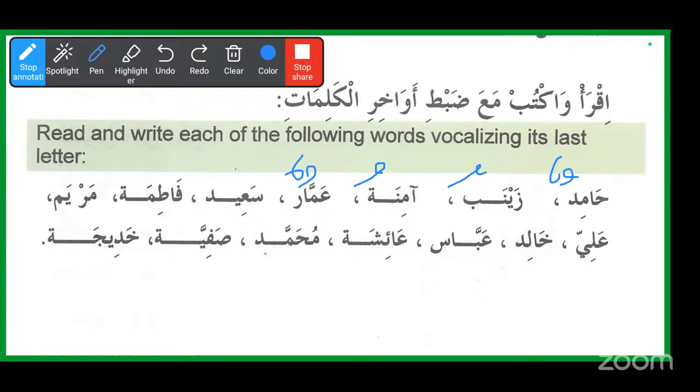Amarun. Sa'idun. Fatimatu. Maryamu. Aliyun. Khalidun. Abbasun. Aishatu. Muhammadun. Safiyatu. Khadijatu. Correct.